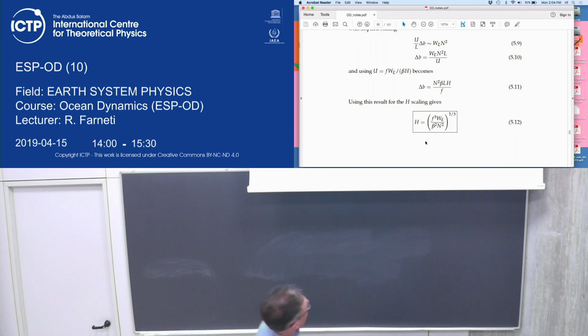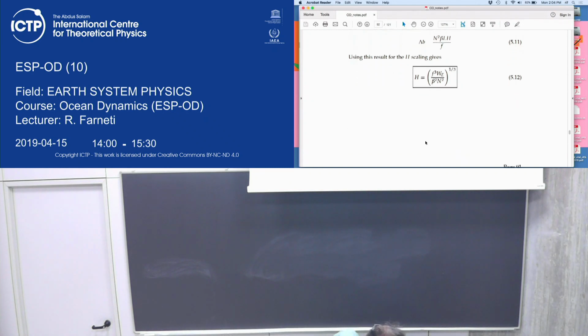wind-driven circulation, which, as you can see, is a function of the Ekman pumping velocity, which is proportional to the wind stress curl. So that makes sense. The stronger the wind stress curl, the deeper the region that is influenced by the wind stress, and it is inversely proportional to the stratification. So the stronger the stratification, the more difficult it is for the momentum imparted by the wind stress to reach deeper layers.